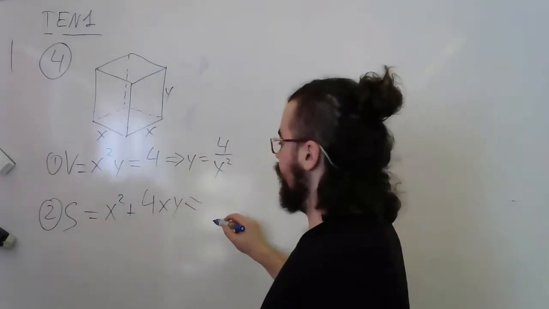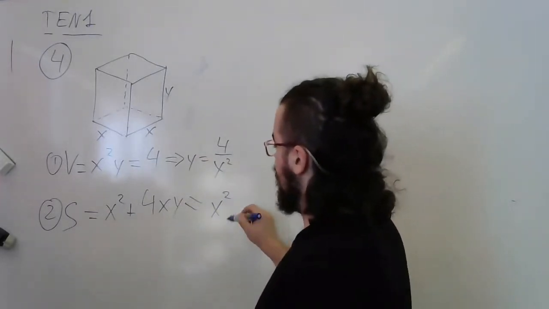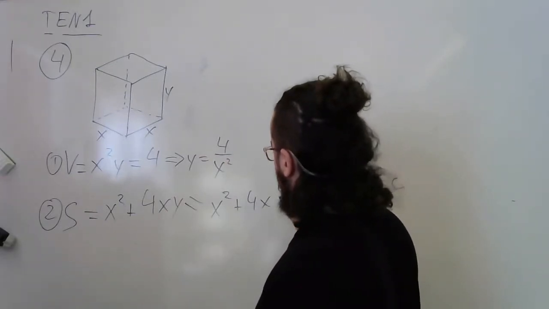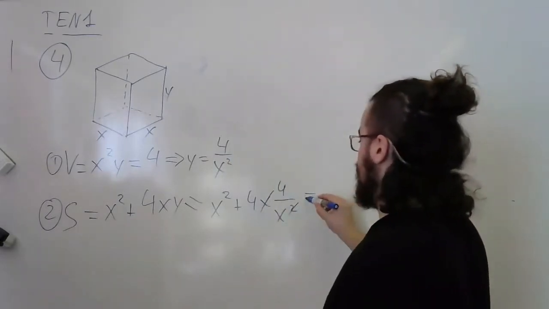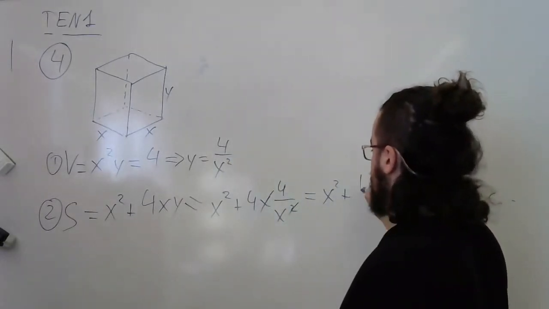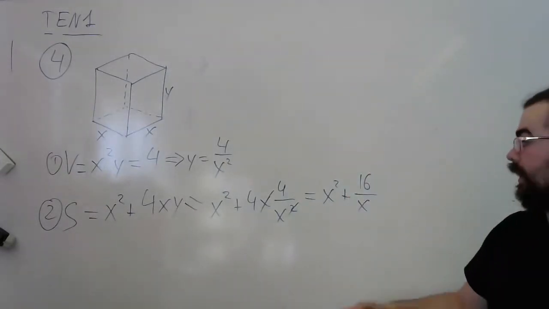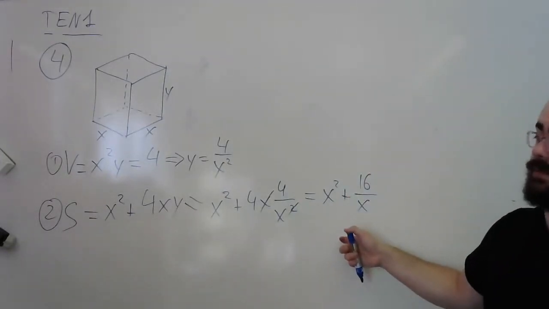And we put it here. So the surface is x squared plus 4x4 divided by x squared. This thing cancels here: x squared plus 16 over x. This is the function we want to minimize.